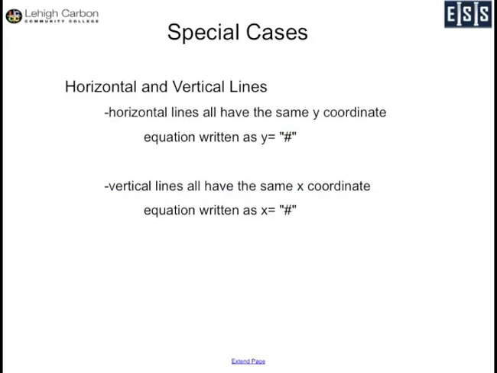So now we get into special cases. Horizontal and vertical lines. Horizontal lines go this way. And every point on this line will have the same y coordinate. The equation is written as y equals a number. There are no x's in a horizontal line. The other type is a vertical line, which looks like this. A vertical line will have all the same x coordinates for every point, and the equation is written as x equals a number. There is no y in the equation.